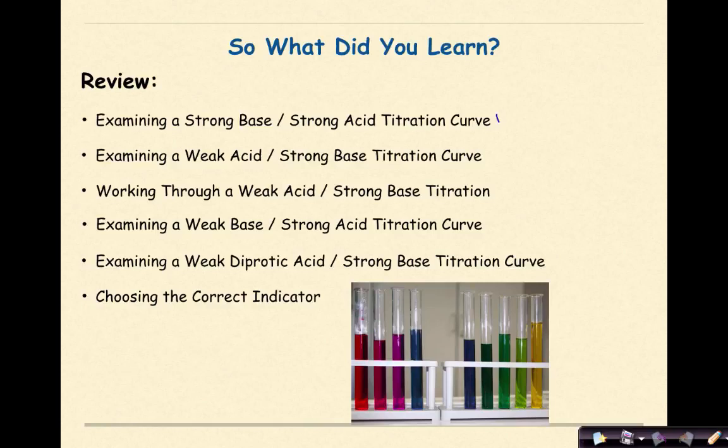So what did you learn? We examined a strong base, strong acid titration curve. We examined a weak acid, strong base titration curve. We worked through a weak acid, strong base titration problem. We looked at a weak base, strong acid titration curve. We examined a weak diprotic acid, strong base titration curve. And at the very end, we looked at the criteria for choosing an indicator.